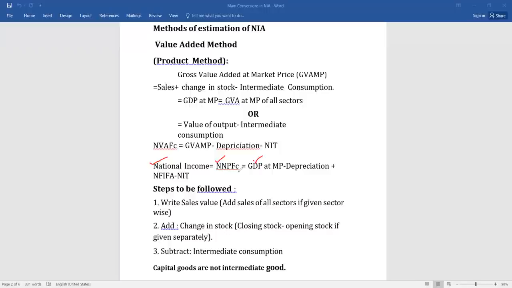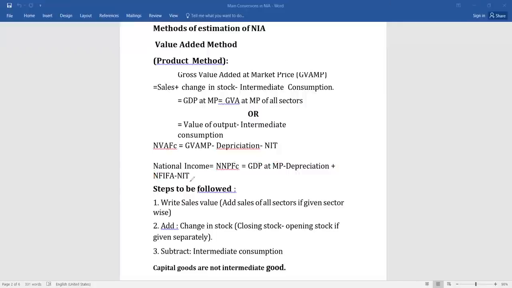So for GDP at MP, first of all, we'll convert gross to net. Net is equal to gross minus depreciation. So we can see that we have written here GDP at MP minus depreciation. And then we convert domestic product to national product. National product is equal to domestic product plus NFIA, net factor income from abroad. And then we have to convert market price to factor cost. Factor cost is equal to market price minus NIT, net indirect taxes.